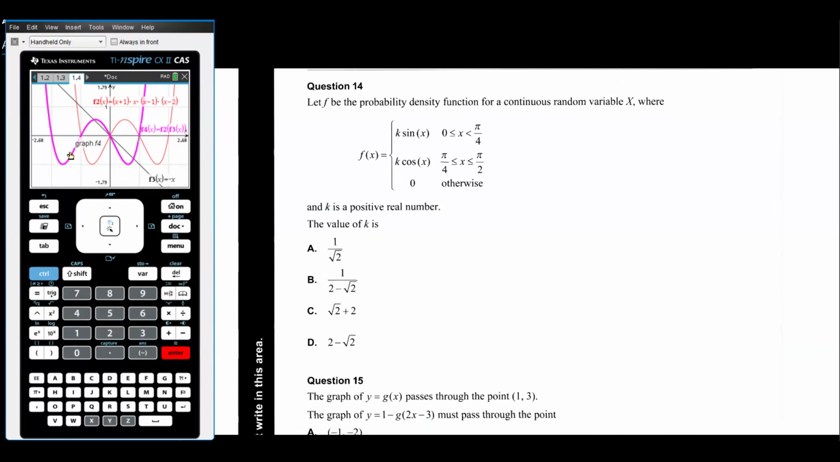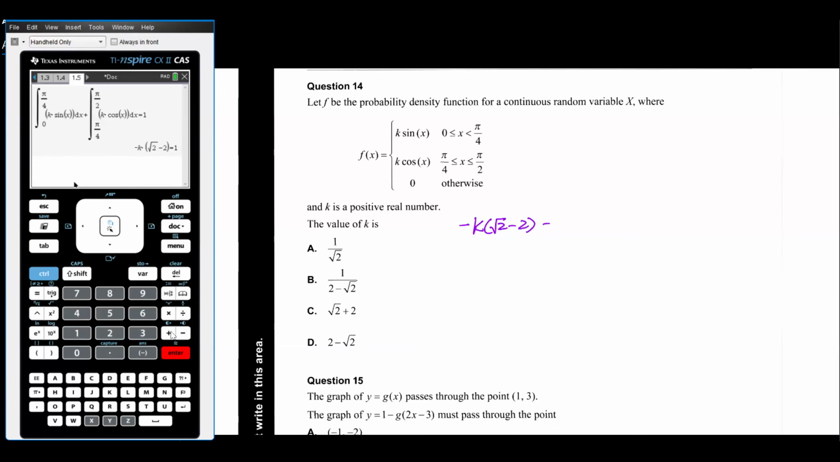Question 14, the probability density function for a continuous random variable, you want to find the value of k. So the sum of the two areas should be 1 because it's a PDF. Then what you're going to do is integral from 0 to pi over 4, k times sine x dx, plus integral from pi over 4 to pi over 2, k times cosine of x dx, equal to 1. And then you will be able to get, let's say, minus k root 2 minus 2 equals to 1.